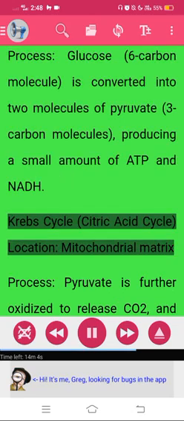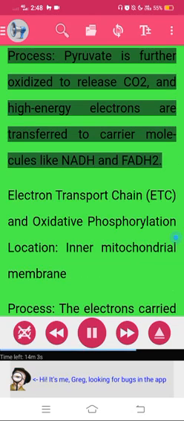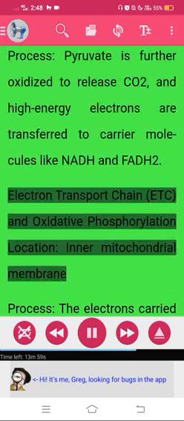Krebs cycle, citric acid cycle. Location: mitochondrial matrix. Process: pyruvate is further oxidized to release CO2, and high-energy electrons are transferred to carrier molecules like NADH and FADH2. Electron transport chain and oxidative phosphorylation. Location: inner mitochondrial membrane.